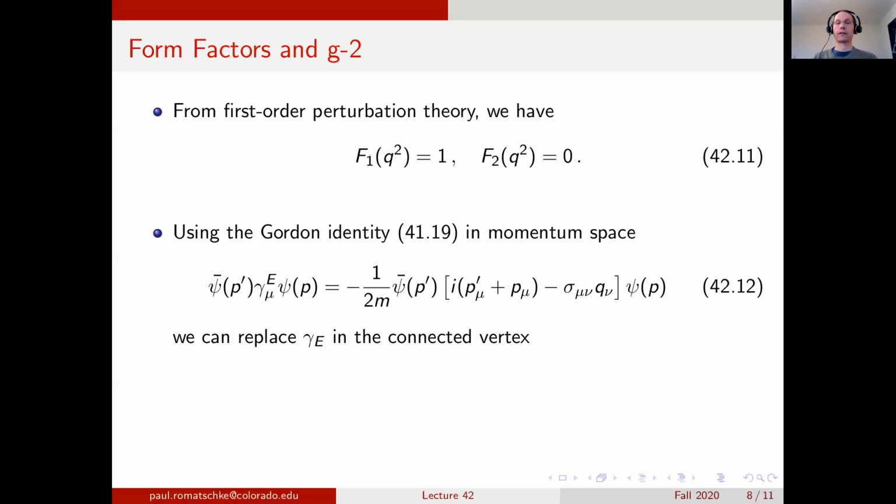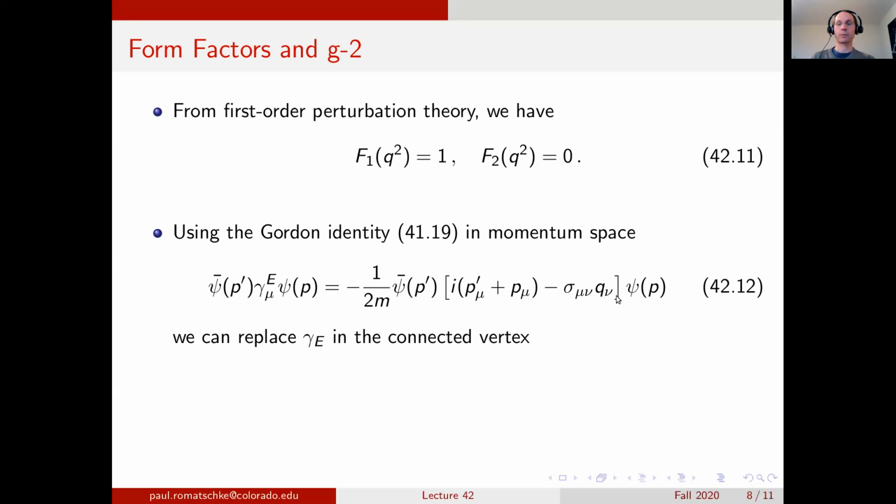In general, we can use the Gordon identity that we derived in the last lecture to relate these results of the vertex in terms of structure functions to the Landé g factor. So basically what we do is we use the Gordon identity, we transform to momentum space. So then we get ψ̄(p') γ^μ ψ(p) is -1/2 ψ̄(p') of i(p'^μ + p^μ). Those are the Fourier transforms of the derivative operators that we had.